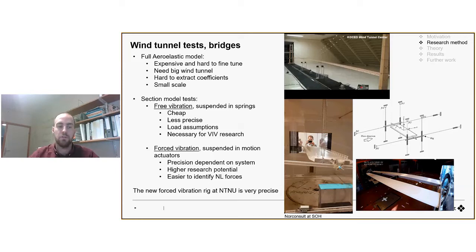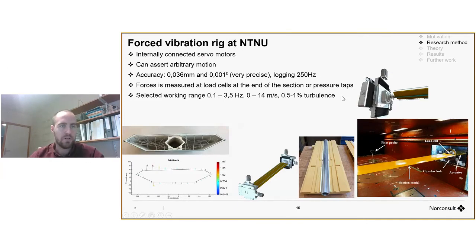This motion-induced force vibration rig we have here. So what our forced vibration rig looks like is this. You have six internally connected servo motors that force the system in a very precise manner, and then you connect the cross section via load cells to get the forces. And here you see the total setup. So you measure the forces on both sides of the bridge, and then you have what you want, basically.